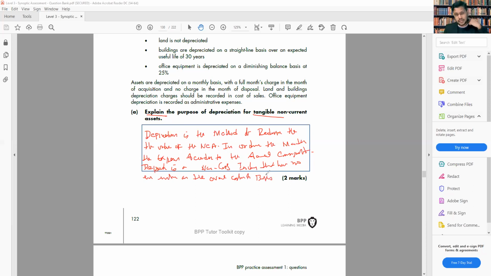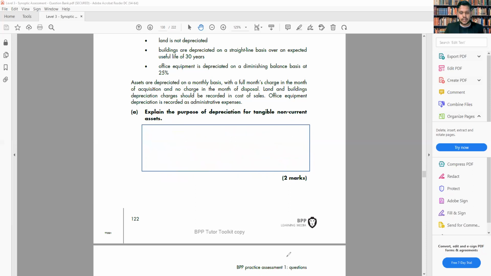So you can say that. So depreciation is a non-cash item. You can say a few more lines if you see there are a lot of marks. For 2 marks, you really don't have to waste too much time. All right, so let's move to the next one.